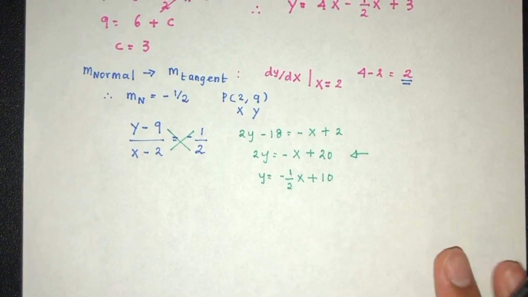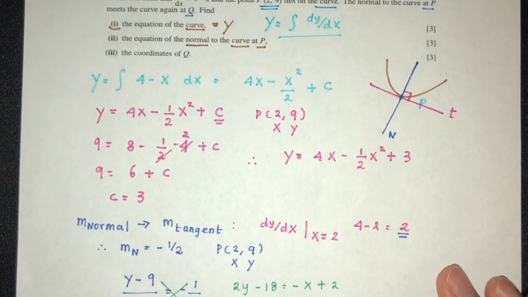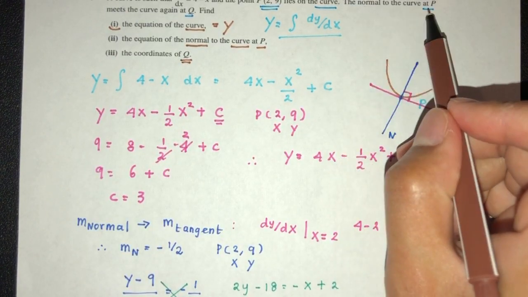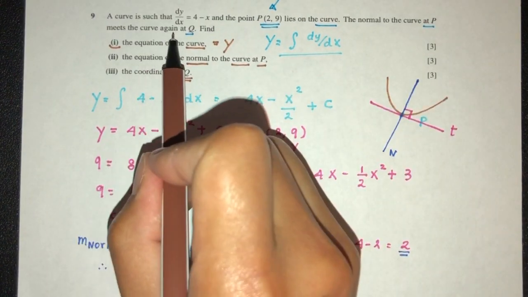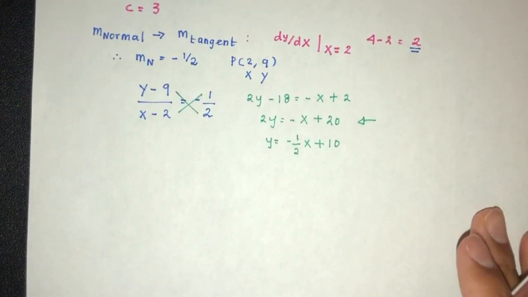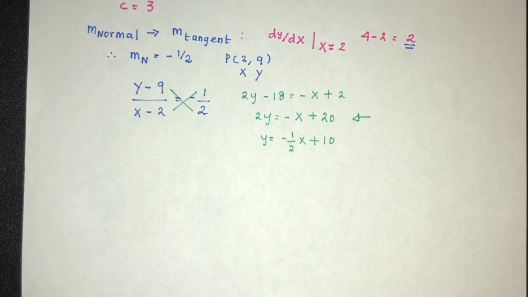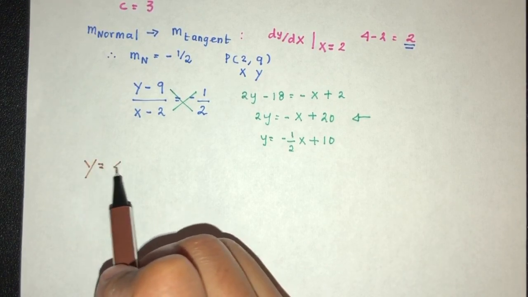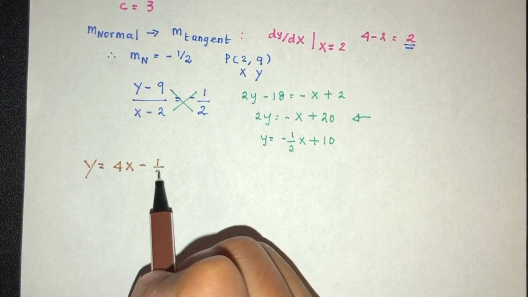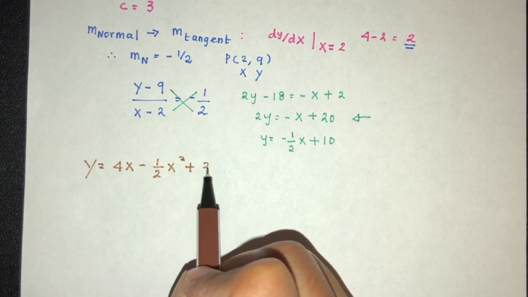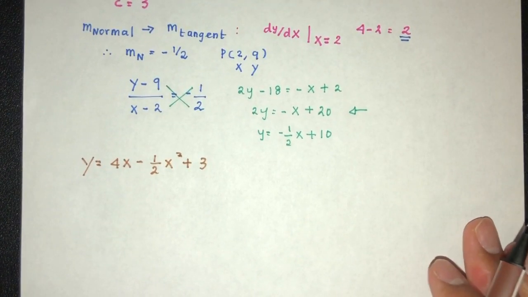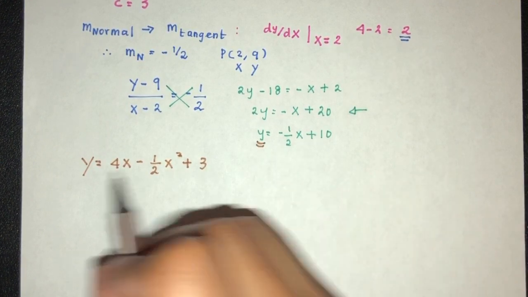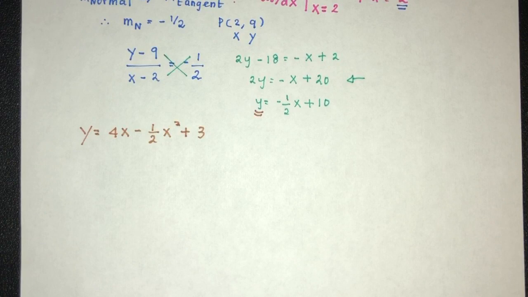Now let's move on to part 3 of the question. We have to find the coordinates of Q. Now, the normal to the curve at P, the same normal, meets the curve again at Q. So we have to find the point of intersection of the curve and the normal. The equation of the curve was found: 4x minus half x squared plus 3. Now this is the equation of the normal. Here we have y as subject already. We can replace in here. So we will have to solve a simultaneous equation.